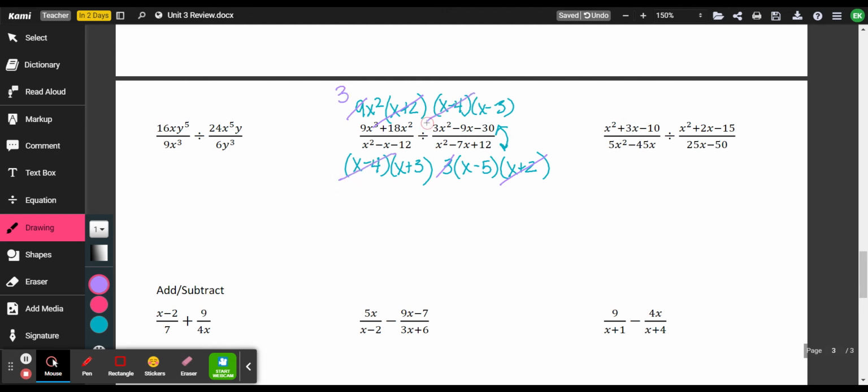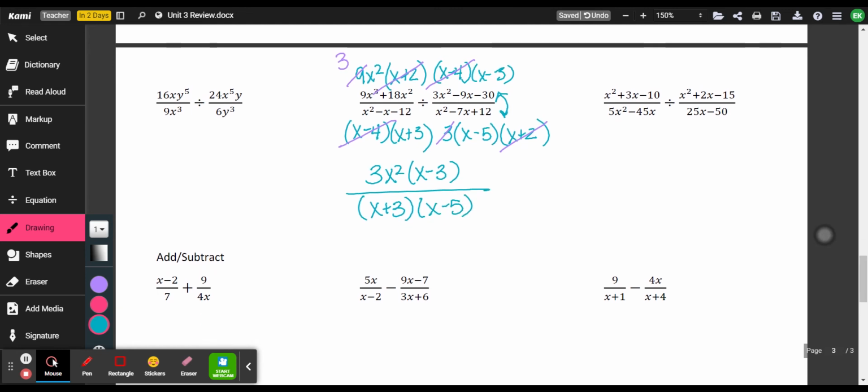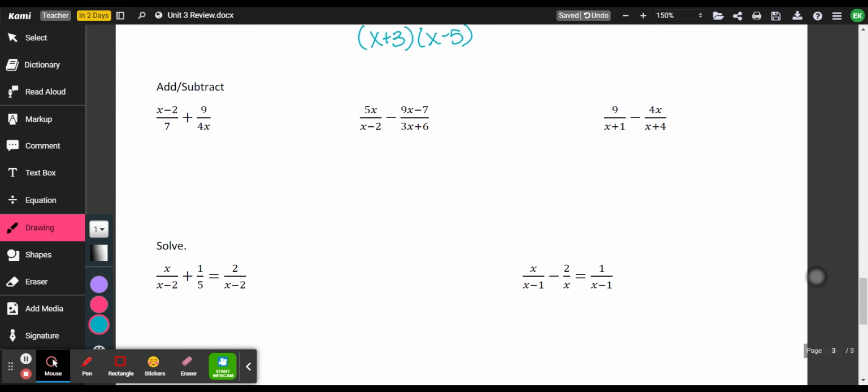X minus 4s, and it looks like that is it. So I am left with on top a 3x squared, x minus 3. And on bottom, I'm left with an x plus 3, x minus 5. And there we go. Okay? So don't forget to flip and then factor and then solve.